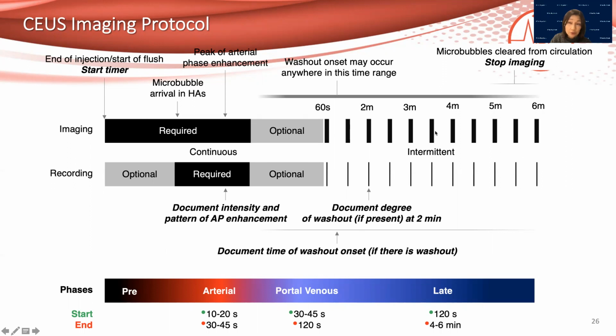If you continuously observe throughout the phases, you destroy bubbles, even with low MI imaging. By 3 minutes, 4 minutes, bubbles are gone, and you cannot assess washout by 5, 6, or 7 minutes. And typical HCC washes out really late. I have had HCCs wash out at 6, 7, or even 8 minutes. So you want to preserve the bubbles. Don't destroy bubbles. It's really important to minimize ultrasound exposure, and that's why we do intermittent imaging.